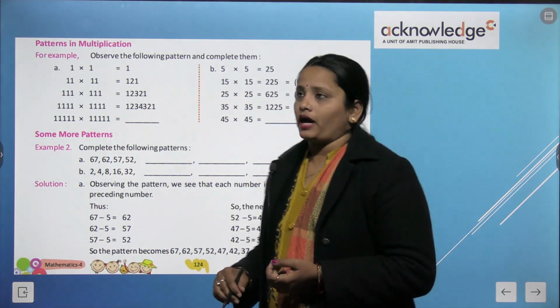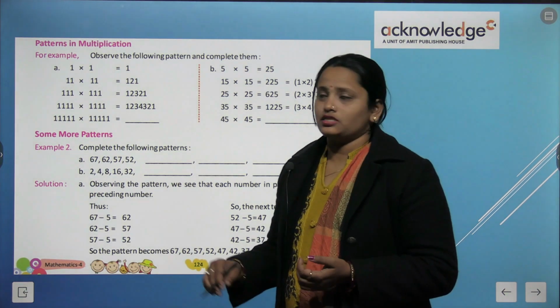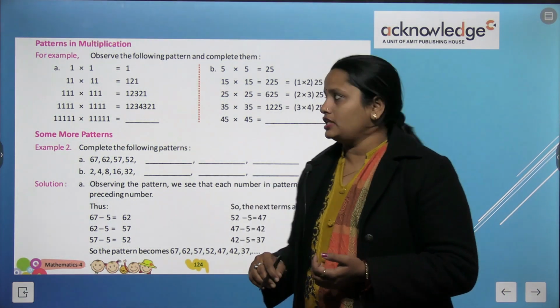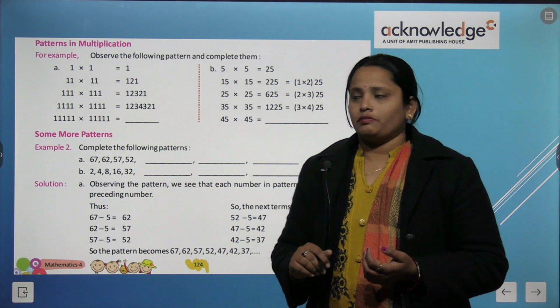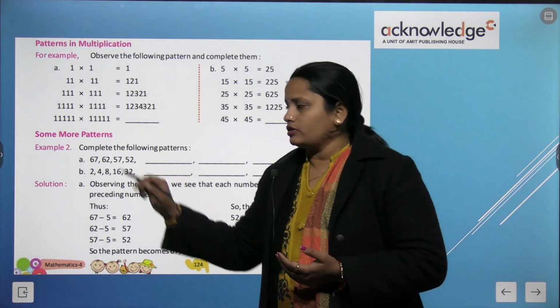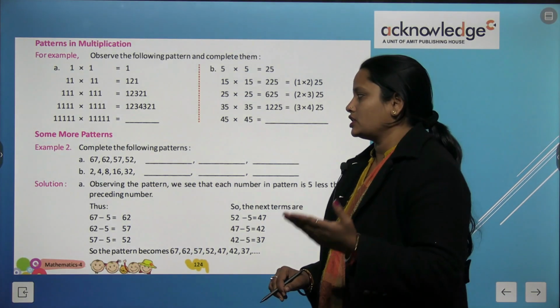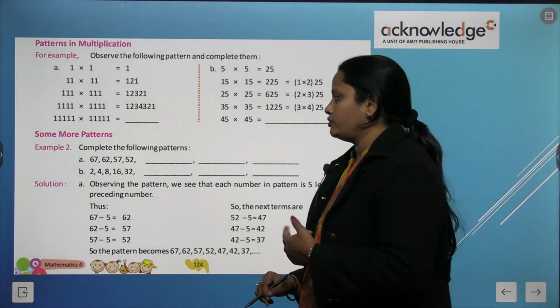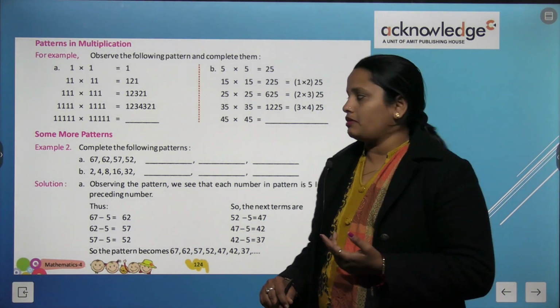Now some more patterns. Let's learn about some more patterns. Here, example two, you can see. You have to complete the following pattern. Pattern दिया है, आपको इसे complete करना है. So पहले हम क्या देखेंगे? First question is 67, 62, 57, 52. So what number will come next?